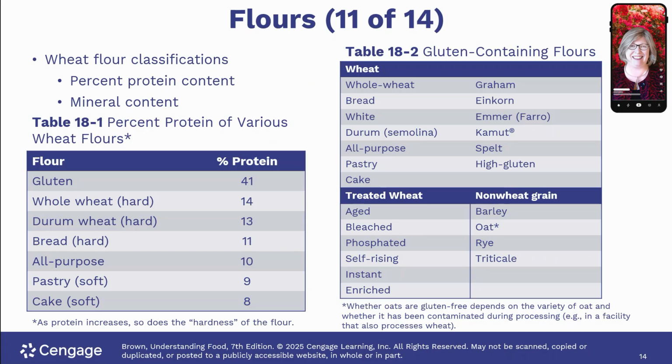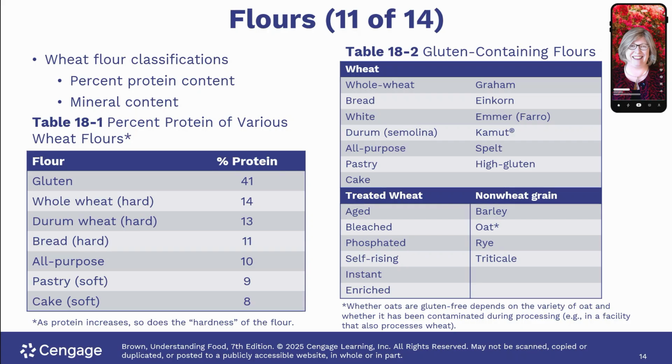Table 18-1 shows the percentage protein of various wheat flours. You'll notice the asterisk there, and I mentioned already, as protein increases, so does the hardness of flour. So we have hard wheat, soft wheat, and all-purpose, which is a combination. So gluten itself is 41% protein. Whole wheat and durum wheat, which is used for pasta, are considered hard wheats, and so is bread flour. Pastry flour at 9%, and cake flour, which is the softest, at 8%.